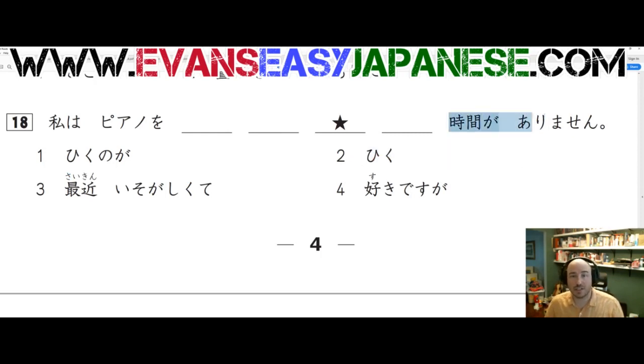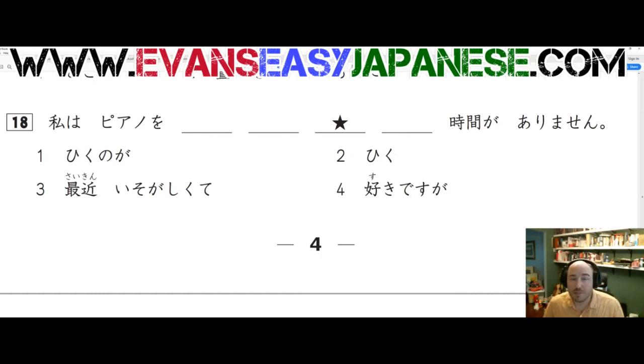Hiku is modifying jikan. And when we do that, we're saying like time to play, or time for playing, or time that I play. So hiku is going to be playing an instrument, a stringed instrument. So hiku jikan ga arimasen. I don't have time to play. Almost certainly we're talking about the piano. Okay.